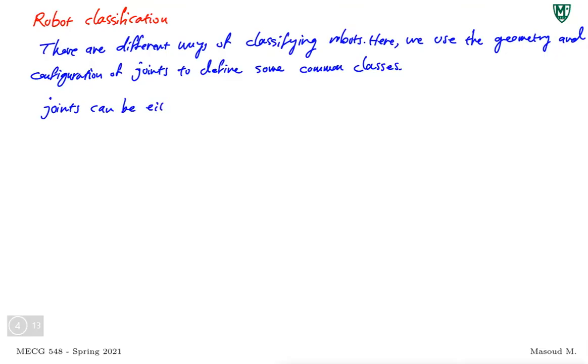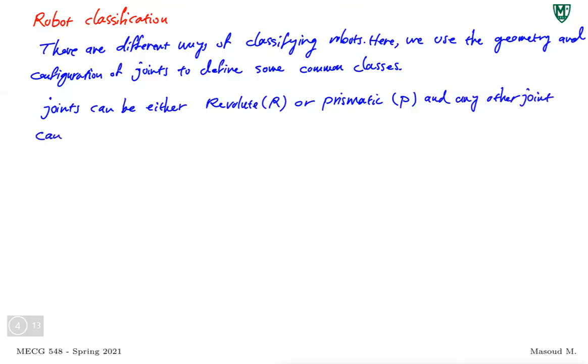Now, as I said, I'm going to repeat here, joints can be either revolute, represented with R, or prismatic, represented with P. And any other joint can be modeled as a combination of these. And you will see that throughout.